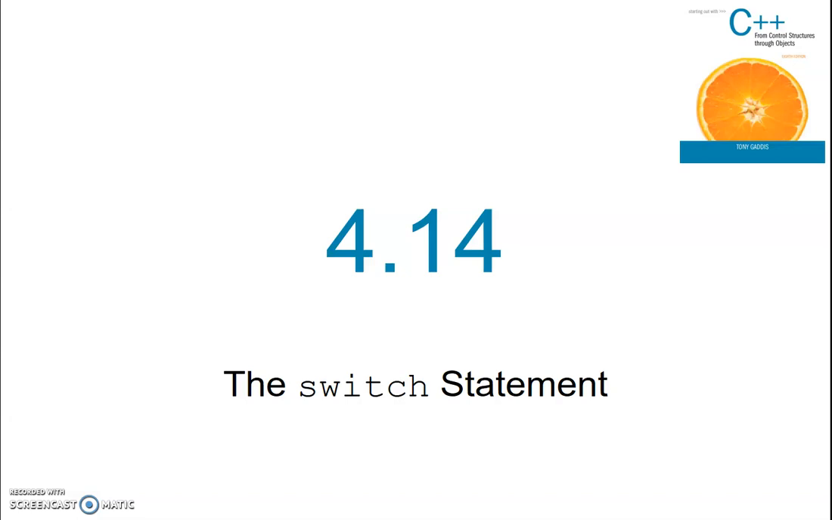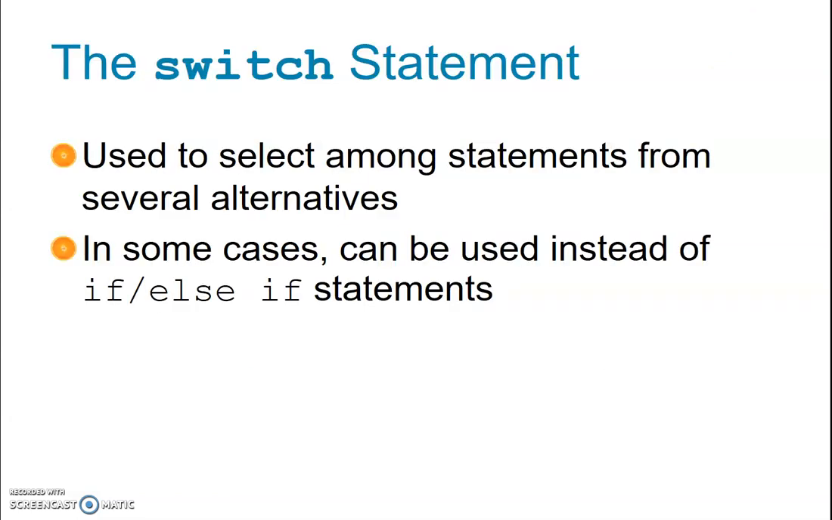Our final topic in chapter 4 is the switch statement. The switch statement is a very interesting structure in that it allows us to structure our program in a way that looks very user-friendly in terms of decision process. It's used to select among statements of several alternatives, like a menu. I think a menu is one of the best ways to look at a switch statement. In some cases, it can be used instead of an if-else statement.